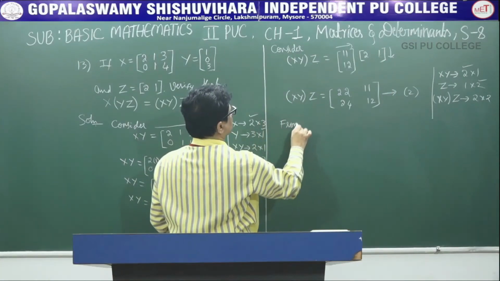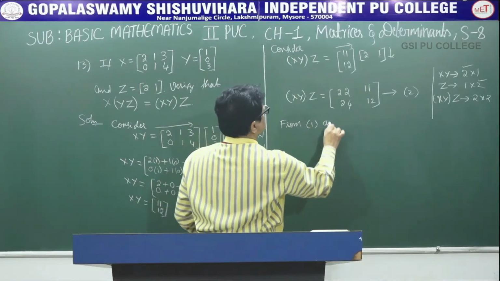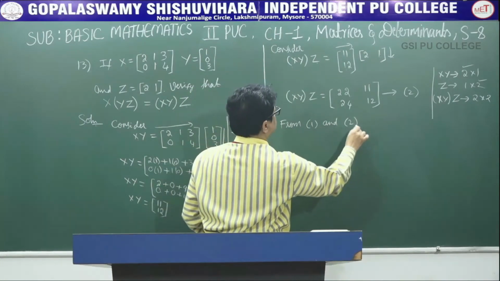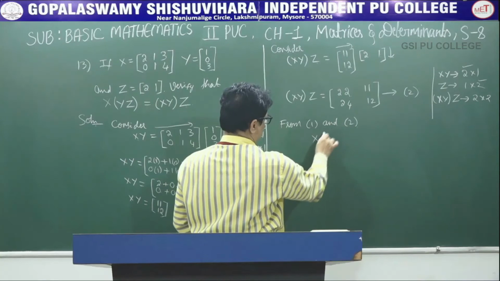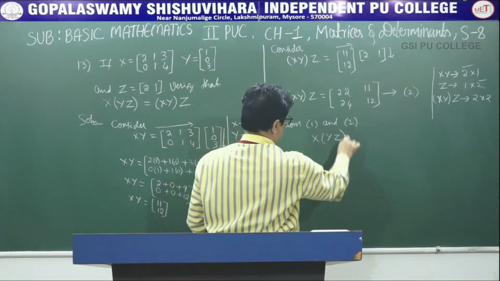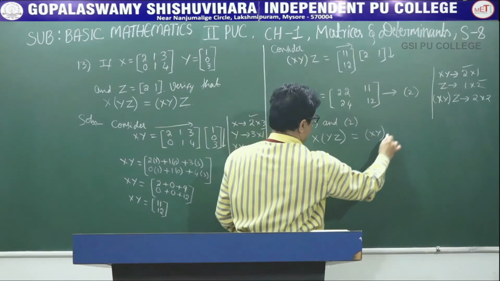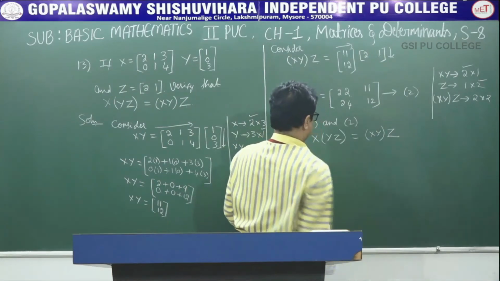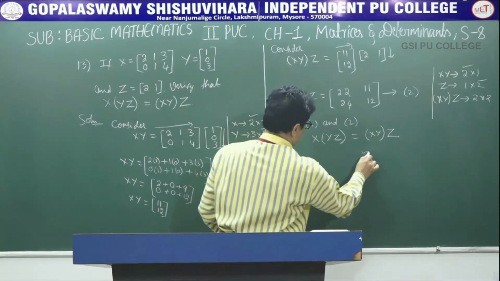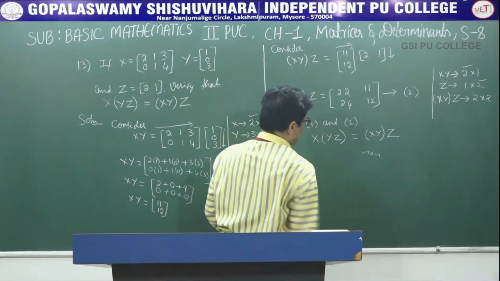From 1 and 2, X into YZ will be equal to XY into Z. That completes this problem.